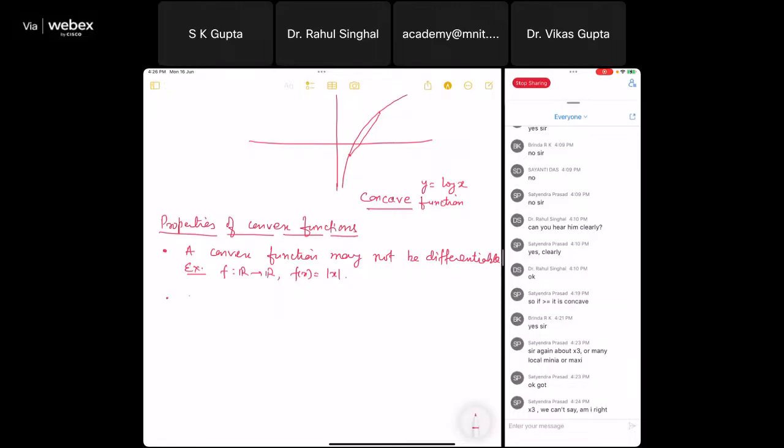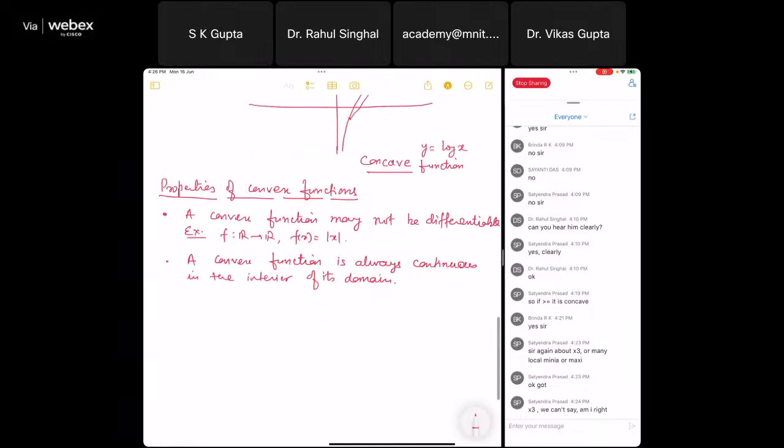Okay, next. A convex function is always continuous in the interior of its domain. So that is another property. In the interior it is always continuous. But if you see it as a whole, the function may not be continuous, right?